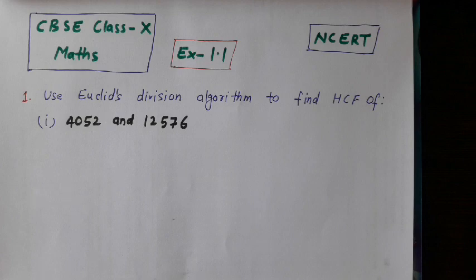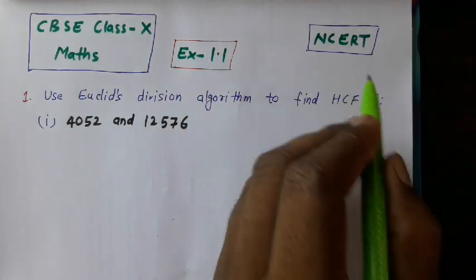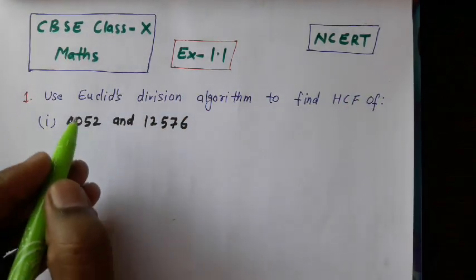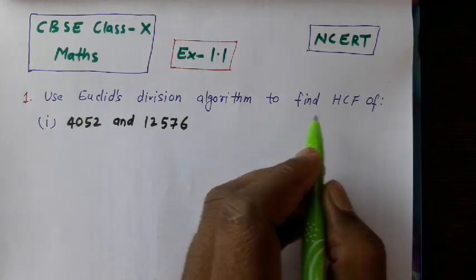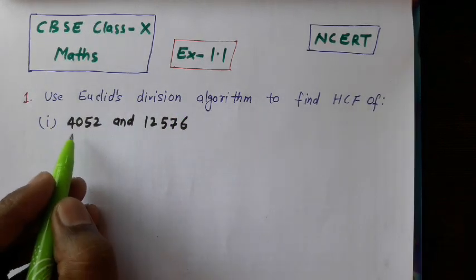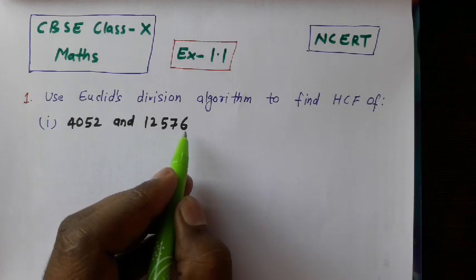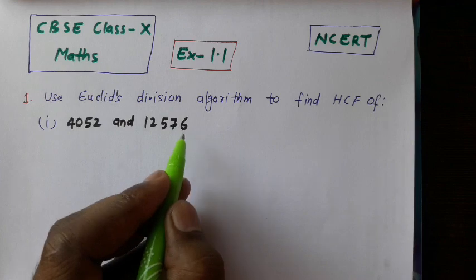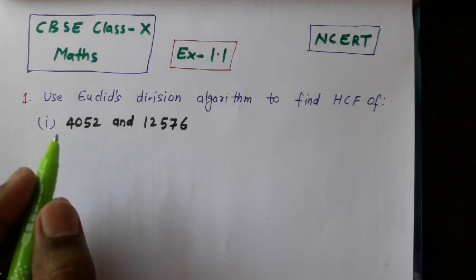Now let's start the lecture. Our first question, this is exercise 1.1. Question number 1: use Euclid's division algorithm to find the HCF of 4052 and 12576.